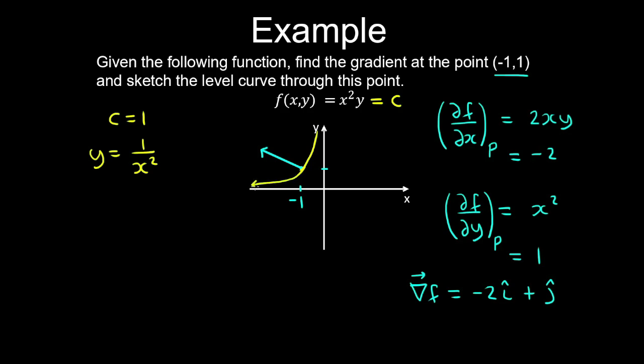We're noting the level curve is normal to the gradient vector at any point. And on the other side, as x approaches 0 from the right hand side, y goes to infinity, and as x approaches infinity, y approaches 0. So the other side of the level curve looks something like this.